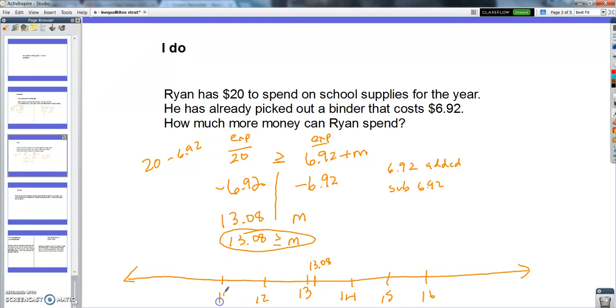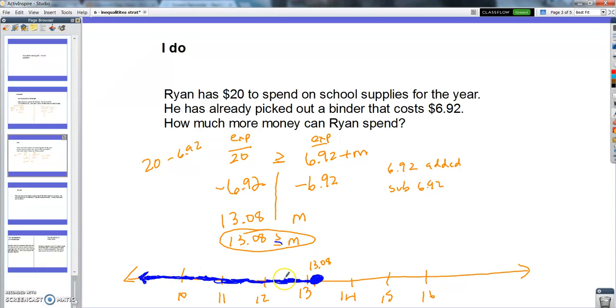A little lower on this side: 12, 11, 10. And remember what we do, we shade in all the areas that meet our condition of being, did I get the wrong sign there? No, I'm good. Less than or equal to $13.08. So M can be anything, can be over here, can be $9, $8, $7, $6, can be 10, 11, 12, 13, can be $13.01, $13.02, $13.03, $13.04, $13.05, 6, 7. And when we get to $13.08, it is okay if he spends exactly $13.08, so I'm going to shade it in too.